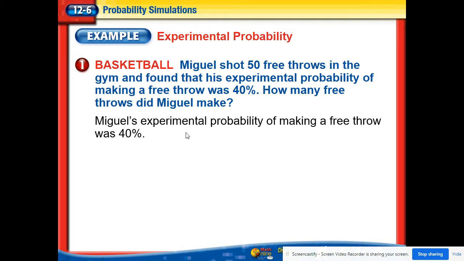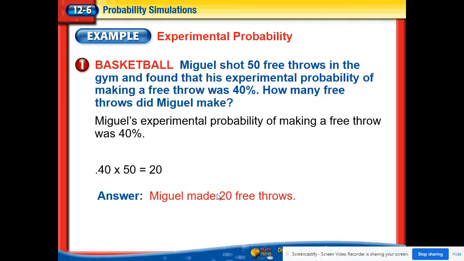Now, how many did he make? Well, that's actually pretty easy. Miguel's experimental probability was 40%, so we take our 40% times how many. It's also sometimes called the expected value. So 40% times 50, again, 40% is 0.40, is 20, so he made 20 out of his 50 free throws.